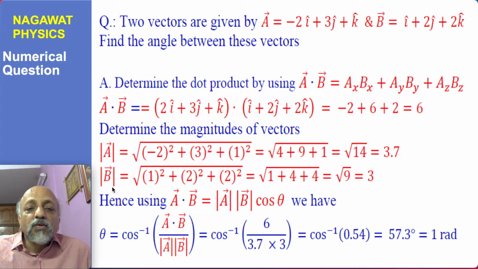But similarly you can determine the magnitude of B. The x component square gives you 1, the y component square gives you 4, and the z component square also gives you 4, because the x component is 1, the y component is 2, and the z component is 2.